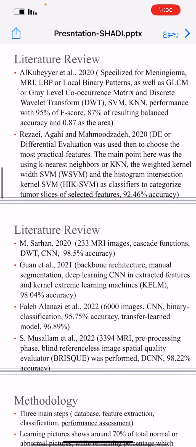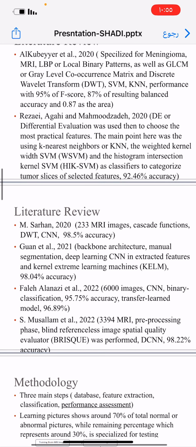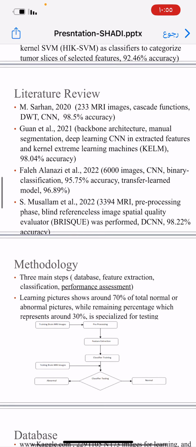It has a small data set with around 233 MRI brain images. It uses cascade functions and then a wavelet transform, which is DWT, and CNN, which stands for convolutional neural networks, and it has around 99% accuracy, which is very good work.